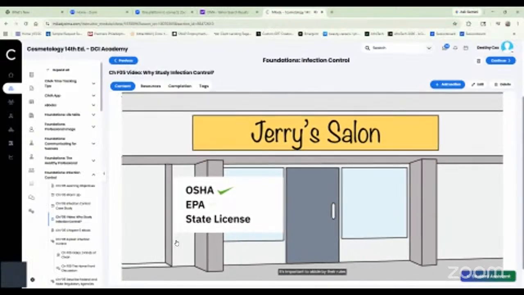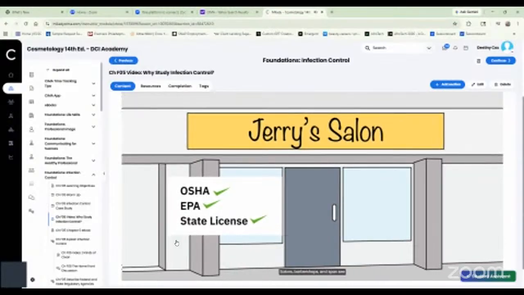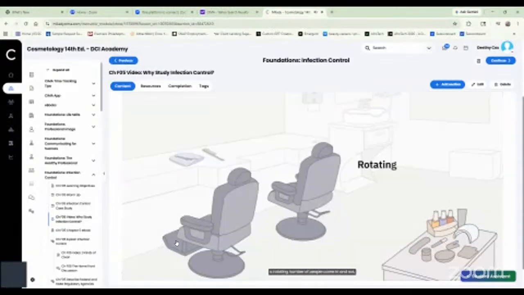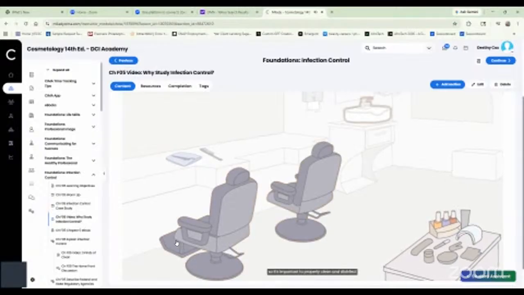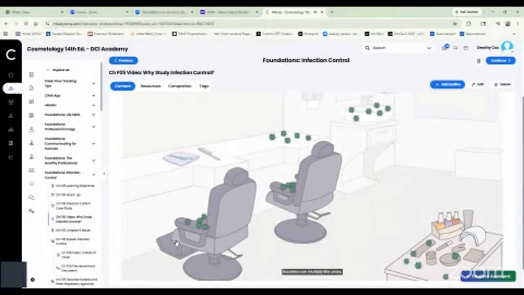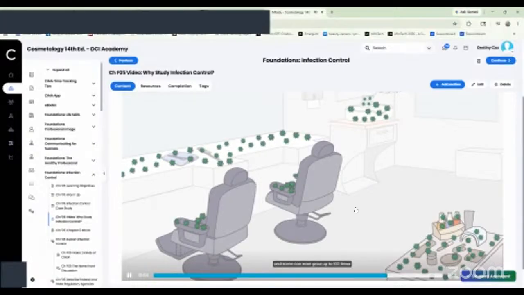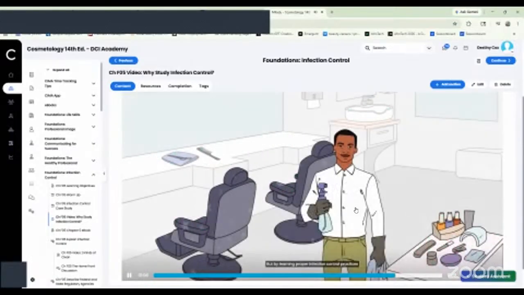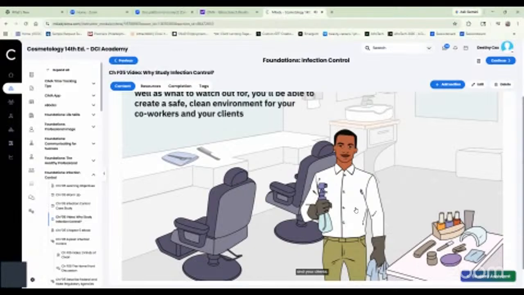It's important to abide by their rules and regulations to make sure you run a safe business. Salons, barbershops, and spas see a rotating number of people come in and out, so it's important to properly clean and disinfect tools or instruments that come in contact with clients. Bacteria can multiply like crazy, and some can even grow up to 100 times its size in a second. But by learning proper infection control practices, as well as what to watch out for, you'll be able to create a safe, clean environment for your coworkers and your clients.